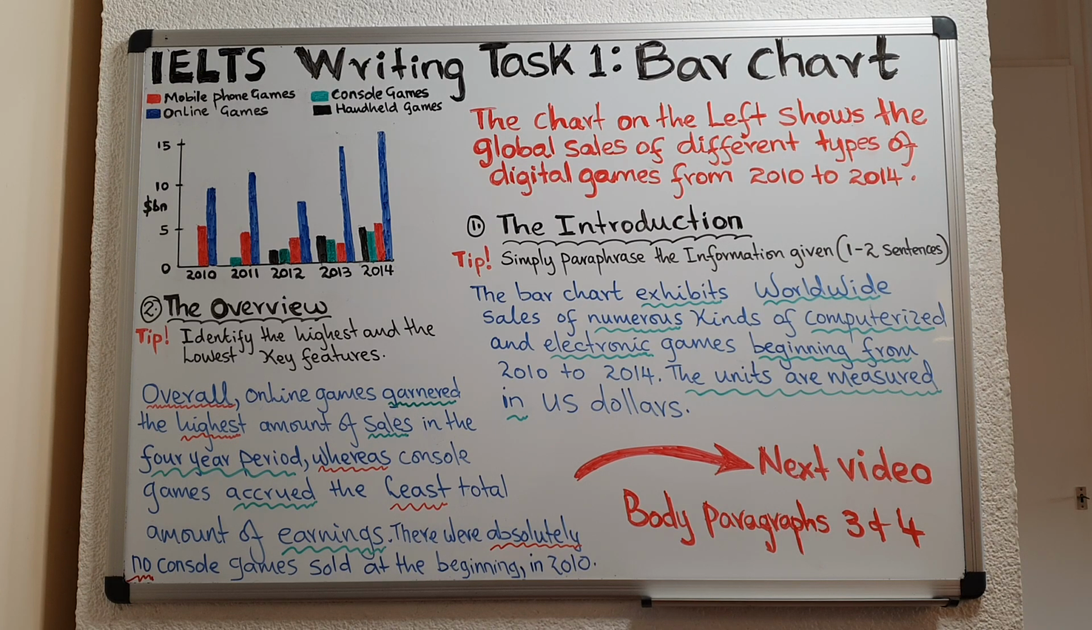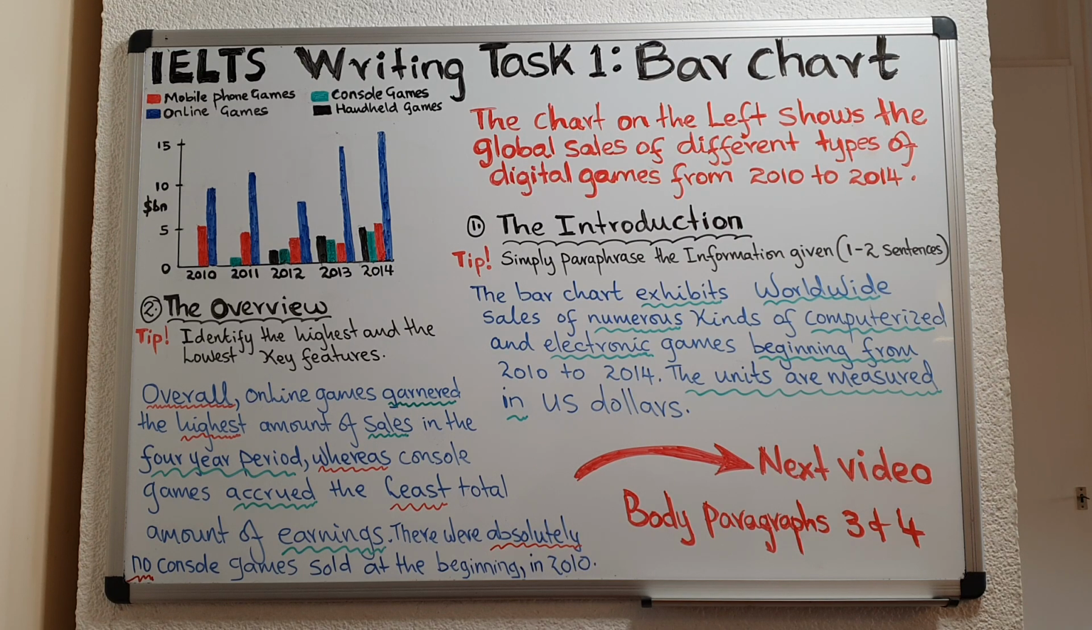So remember, when it comes to your overview, really, if you just write about the highest and the lowest key feature, you will not score less than a band 6 in your overview. Don't complicate your life. Simply identify the highest and the lowest key feature and use a linking word to compare them. Remember to begin with overall, and use comparatives and superlatives, the highest, the least, and you're good to go.